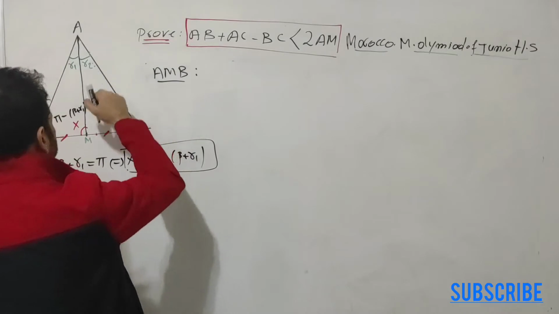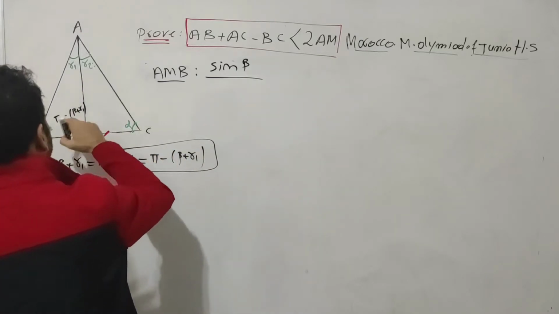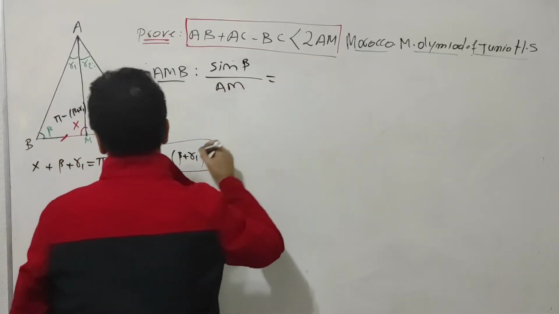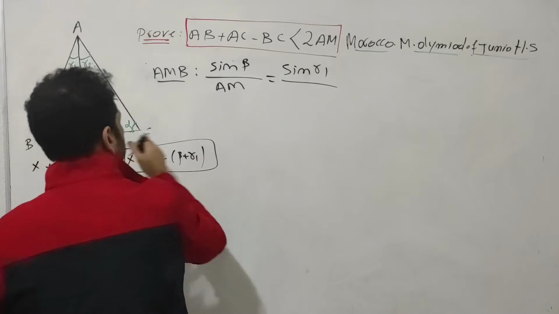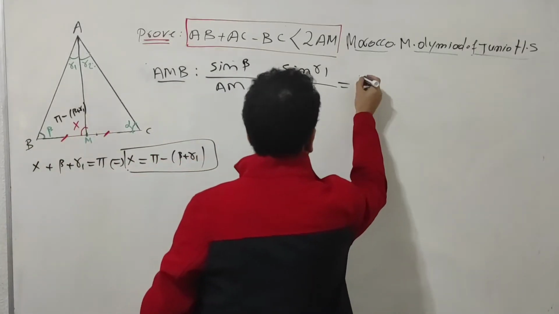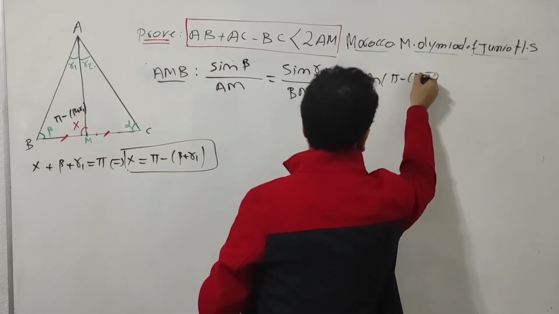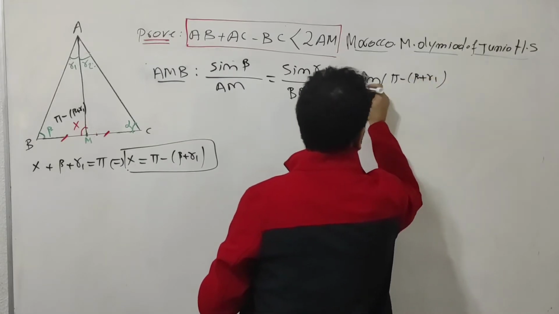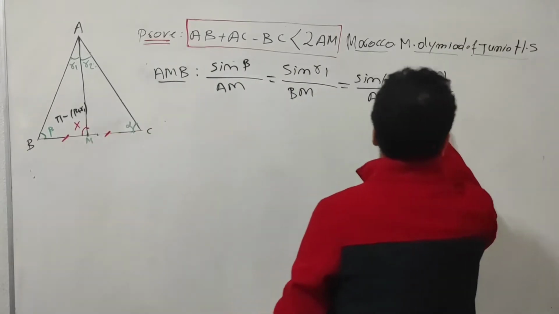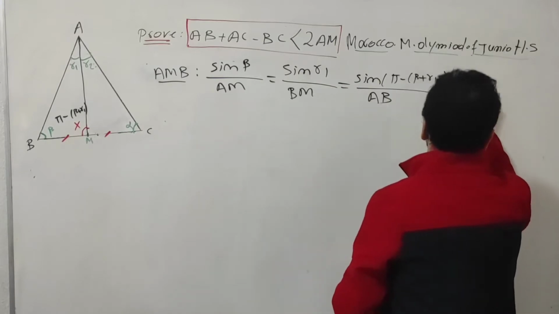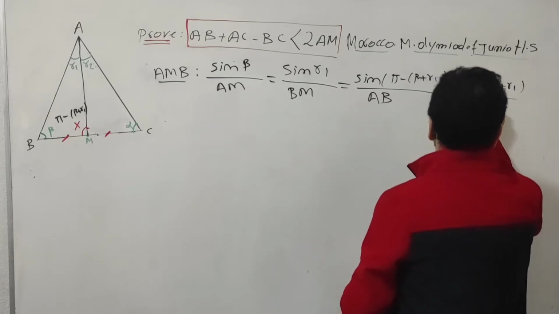Now in the triangle AMB we have the sine of beta over the distance AM equal to the sine of gamma 1 over the distance BM equal to the sine of this angle, pi minus beta plus gamma 1, over the distance AB. Sine of pi minus beta plus gamma 1 equals sine of beta plus gamma 1, over the distance AB.